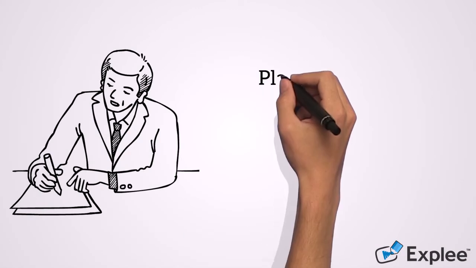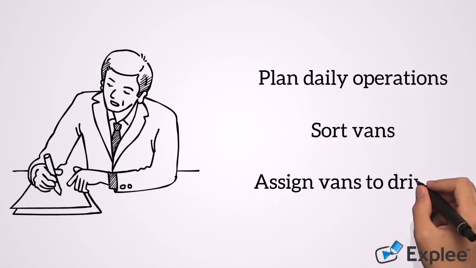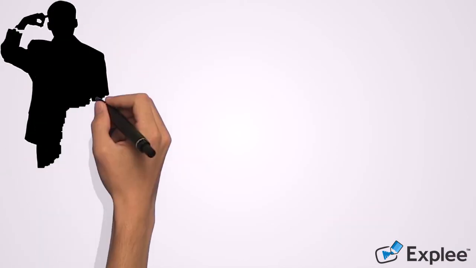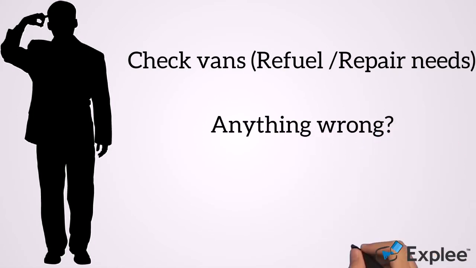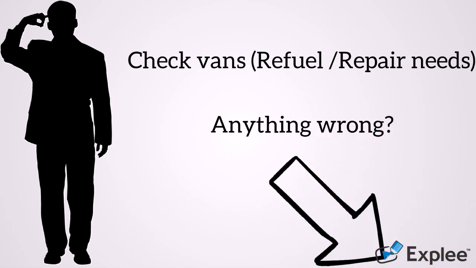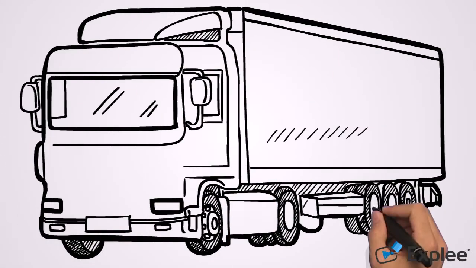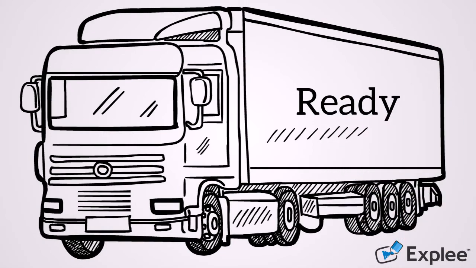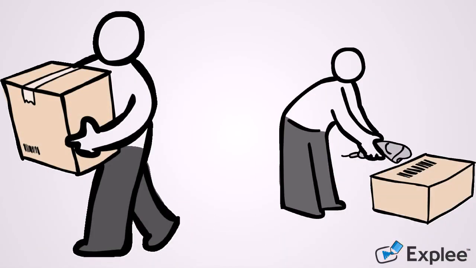Next, the manager in the lower lane plans the daily operations, sorts the vans out, and assigns a van to each driver. This is where Ben comes back into the picture. He'll then go on to checking the van's fuel levels as well as its overall condition. If any issues arise, a report is sent to the manager informing them of the changes or fixes Ben will go on to doing. Finally, once the van is ready, Ben will go to the warehouse to collect the packages and scan the packages, after which he will embark on his adventure.